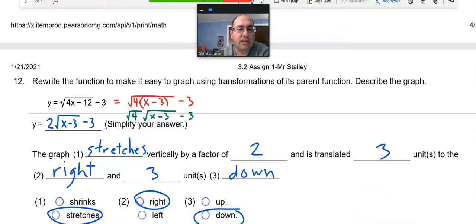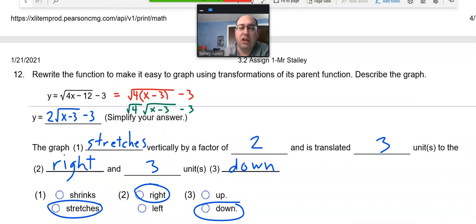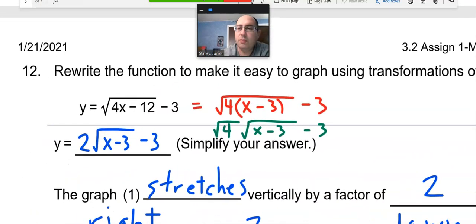Question 12 has a little bit of an interesting algebra thing going on that I wanted to bring to your attention. Inside the radical, there's actually a perfect square. So when you look at 4x minus 12, there's a 4 hiding inside of it. So look what I did here. I pulled the 4 out using the distributive property. Yes, I know it's going backwards from what you normally think of as the distributive property, but we're factoring out a GCF, basically. We're taking that 4 out.